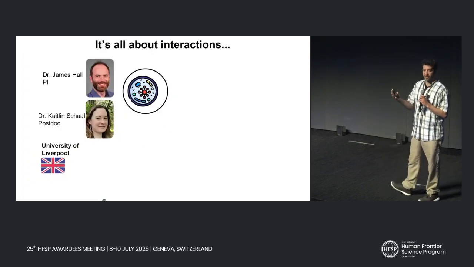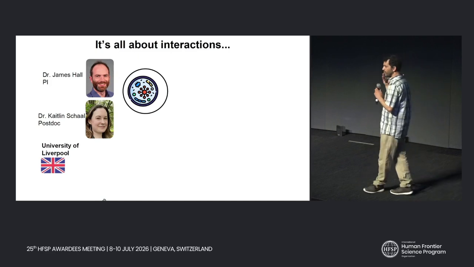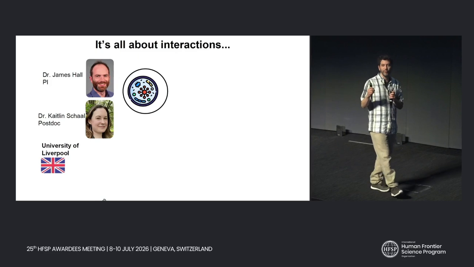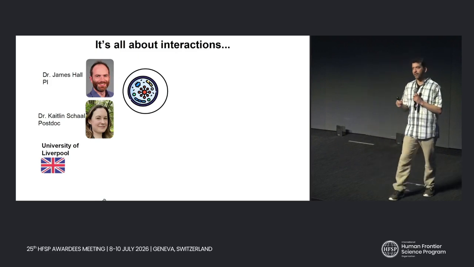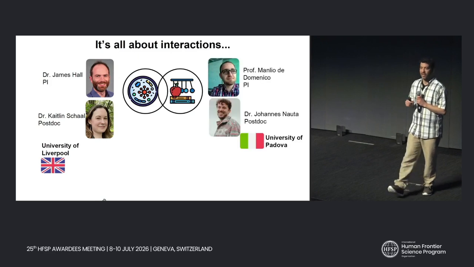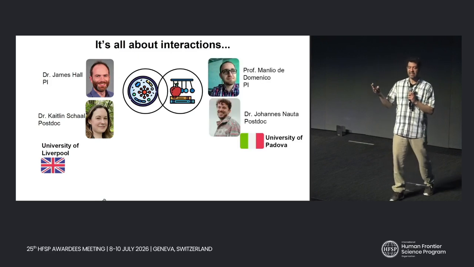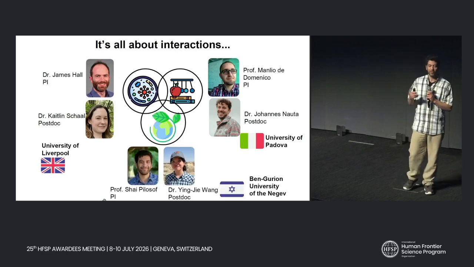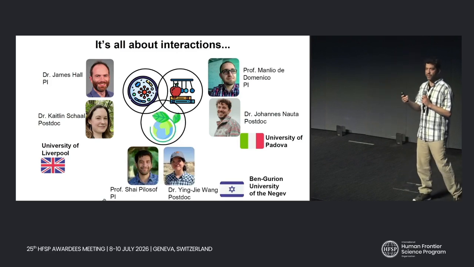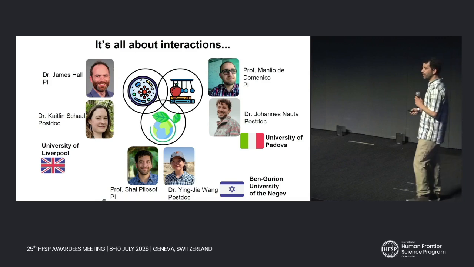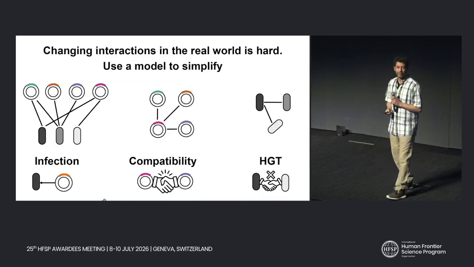It requires a team. Our team is composed of Jamie Hall, who is a microbiologist at the University of Liverpool, along with his postdoc Caitlin, who is, by the way, here, and she will give a poster. Professor Manuel De Domenico is a physicist in Padova, with his postdoc Johannes. And on our team, we have Ingji, who is a postdoc on my team. Together, we have microbiology, physics, and ecology disciplines working together.